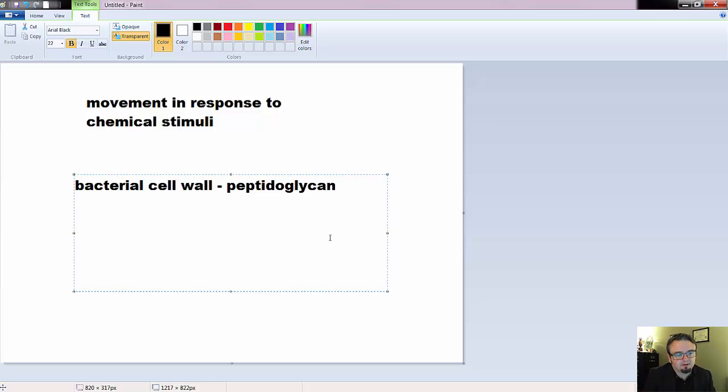The other one, lipopolysaccharide, exclusively comes from a gram-negative bacterium's outer membrane.